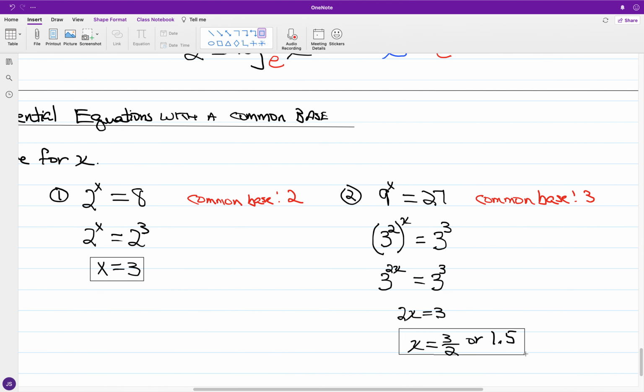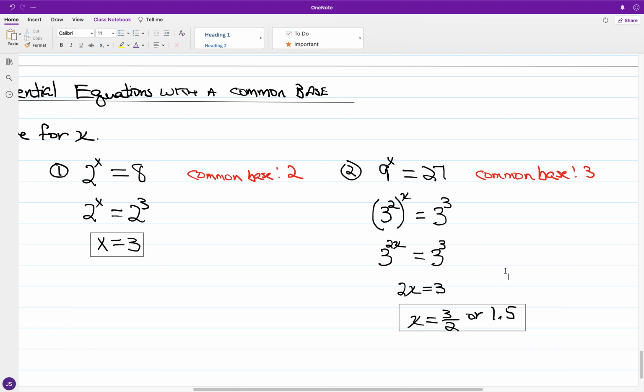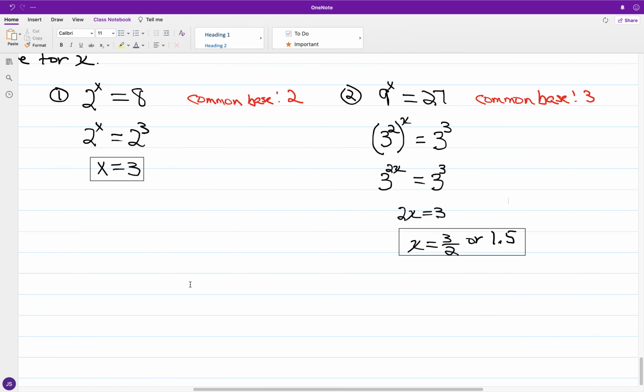So if I took 9 to the 1.5 or 9 to the 3 halves, and do not forget to put 3 halves in parentheses if you use the fractional exponent, the output is going to come out to 27. And now for what we have for exponential equations with a common base, I'll give you just a couple more here.